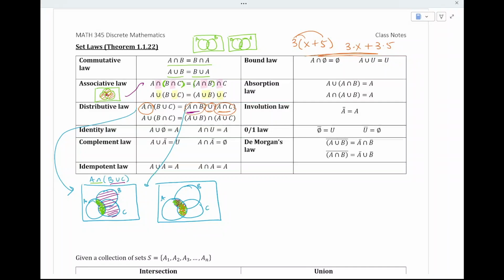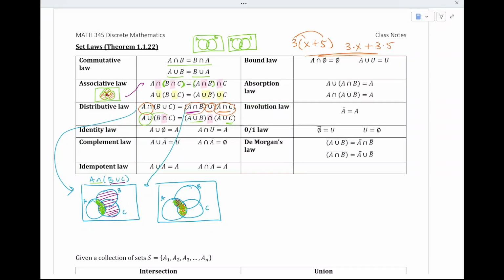So this works if I am intersecting into the parentheses. That's the one I just showed. It also works if I'm going the other way. If I'm doing A union B intersect C, I would distribute the A and the union to the B, and the A and the union to the C, and then I still have this intersect in there from before. So that is the distributive law.